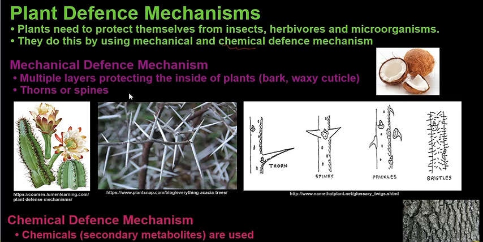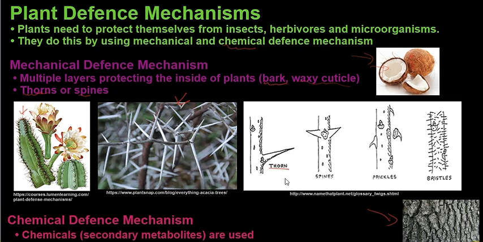Plants have multiple layers protecting the inside of the plants, such as bark, down here, or a waxy cuticle, or even coconuts, where there are multiple layers you need to get through before you can actually get to the coconut flesh there. Then some plants and trees also have thorns or spines. So this is a spine, this is an acacia tree, with very dangerous thorns. Those things can go straight through a shoe and your foot.